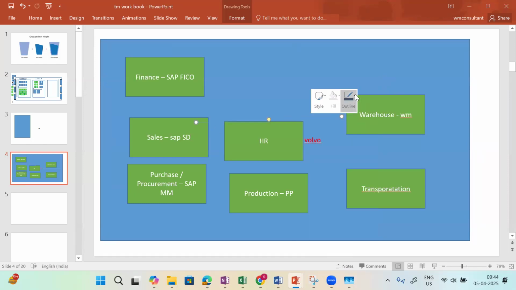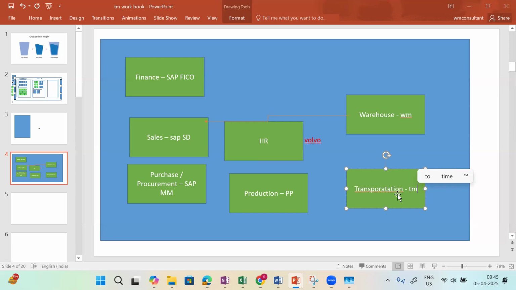That particular material needs to be picked and delivered to the customers. Whatever material I store, I need to give it to the customer. I need to send it to the customer. During the sending to the customer, I need transportation also. I need the vehicles to ship the materials. That activity is taken care of by the transportation department. This transportation department in SAP, we call it the transportation management module.